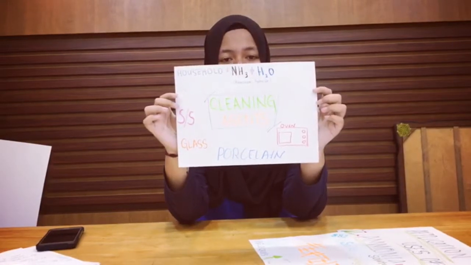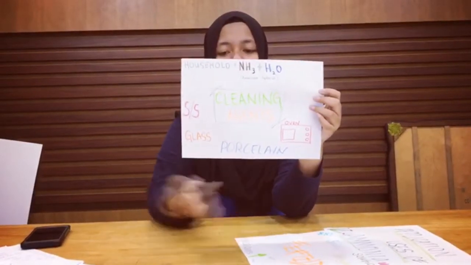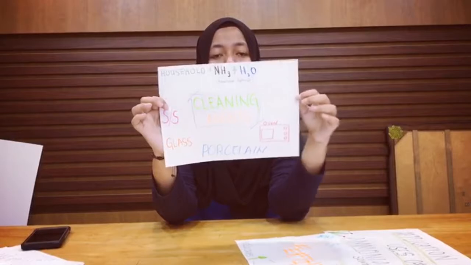Household cleaning agents use ammonia and also water, namely as ammonium hydroxide, as a general purpose cleaner for many surfaces. It is because ammonia results in a relatively streak-free shine. One of its most common uses is to clean glass, porcelain, and also stainless steel. Ammonia is also frequently used for cleaning ovens and soaking items to loosen baked-on grime. That's all.